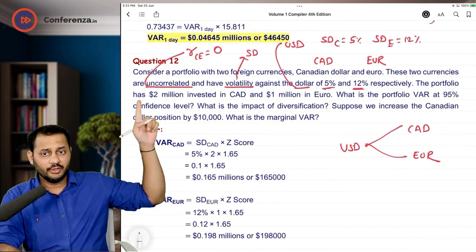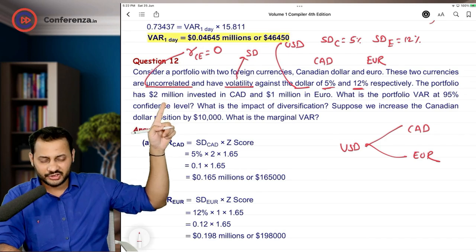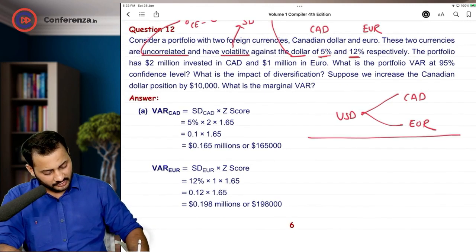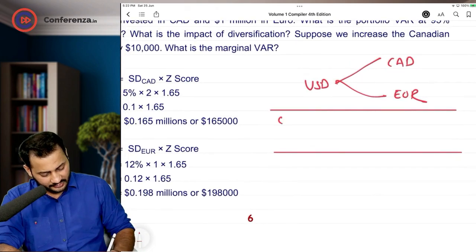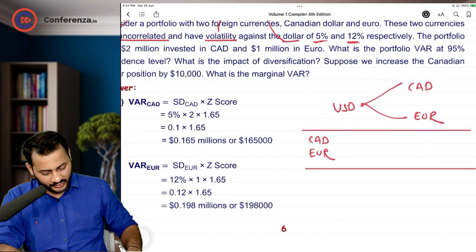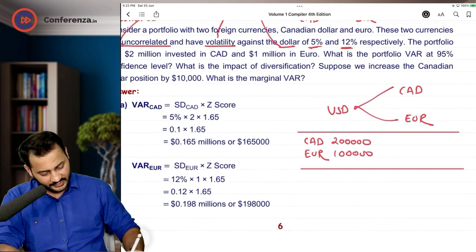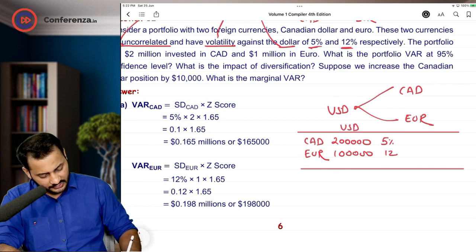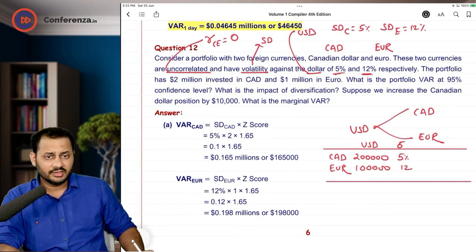The portfolio has $2 million invested in Canadian dollar and $1 million US dollar invested in euro. So let's draw a table here which will be easy for us to understand. The currencies are here, Canadian dollar and euro. The amount invested is 2 million in Canadian dollar and 1 million in euro. The standard deviation is 5% and 12%. So this is USD, this is standard deviation.